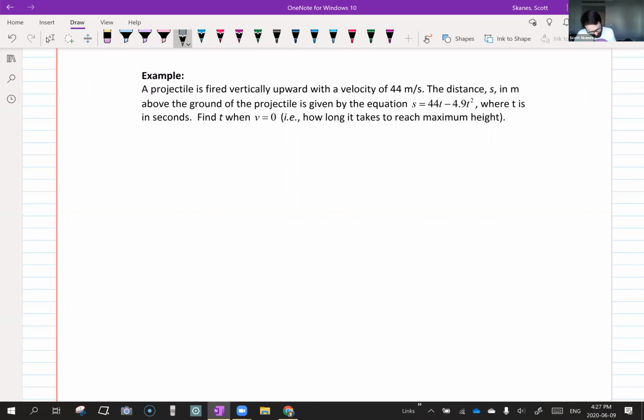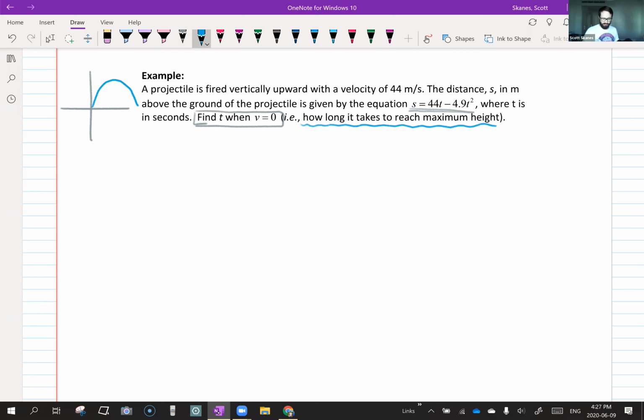Example. So this says a projectile is fired vertically upward with a velocity of 44 meters per second. Once again, you can think of the projectile like this. Velocity of 44. Okay, the distance s meters above the ground of the projectile is given by this equation. Really, this is all we need, I think, where t is in seconds. Find t when v equals 0. Or in other words, how long does it take to reach maximum height?